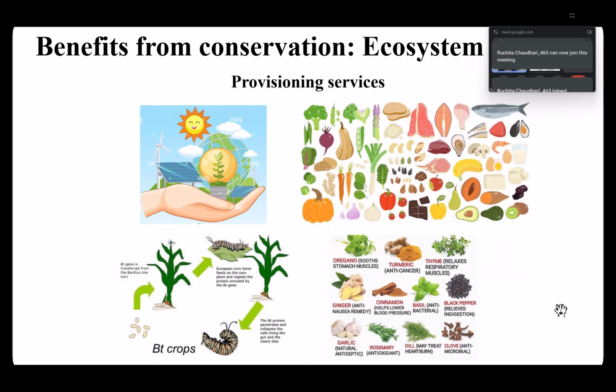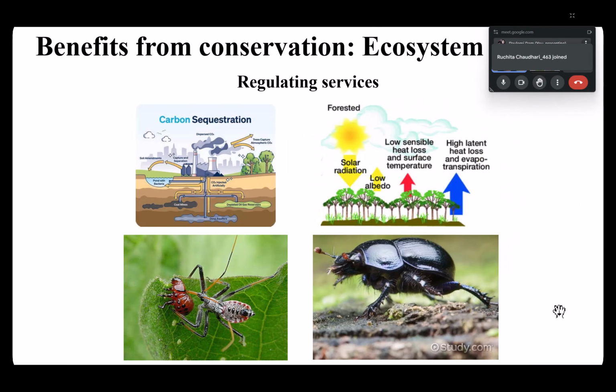Right. So that is about provisioning services. Then you come to regulating. So that is not just the food that we get or the product that we get. That is not the only importance of ecosystem. What else is important? The regulating services. What are these regulating services? They are basically what kind of functions or properties the nature has that help in regulating the environment around us.